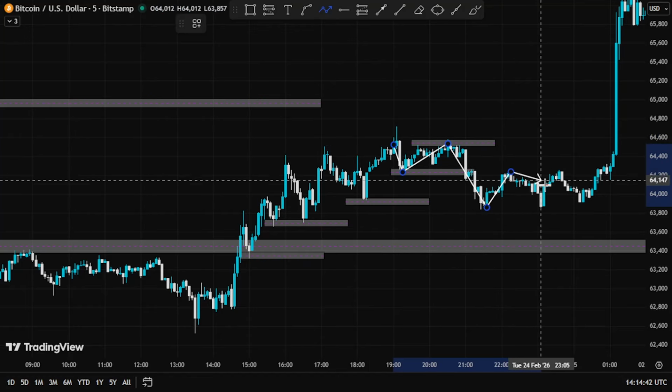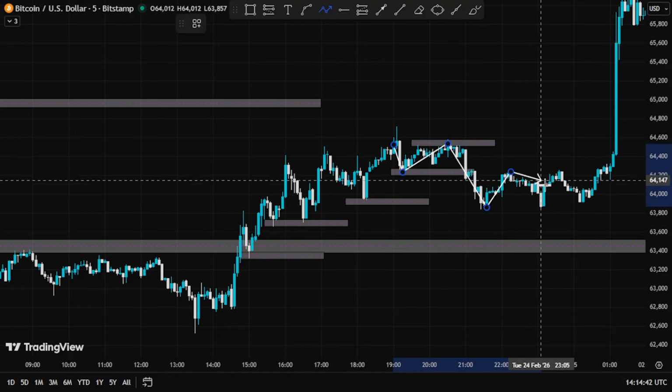Don't bring expectations into the market. So you go with what price gives you. So you can see that for this entry model, when price gave us this low here, it gave us this low here, this support level.